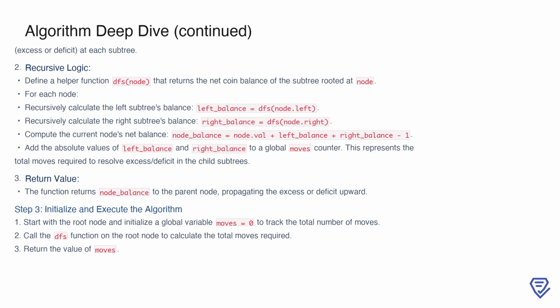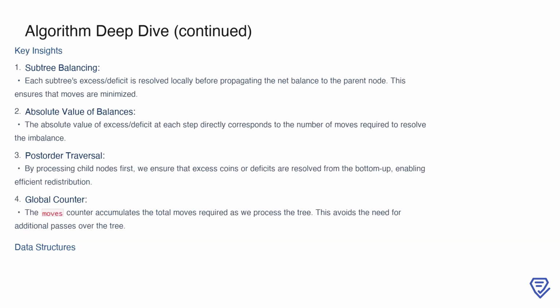These absolute values represent the number of coins that must be moved to or from the child subtrees to resolve their imbalances. Finally, the node's balance is returned to its parent, ensuring that the excess or deficit propagates upwards in the tree. One of the key insights of this algorithm is that each subtree's excess or deficit is resolved locally before that balance is passed on to its parent. This bottom-up approach ensures that the total number of moves is minimized.